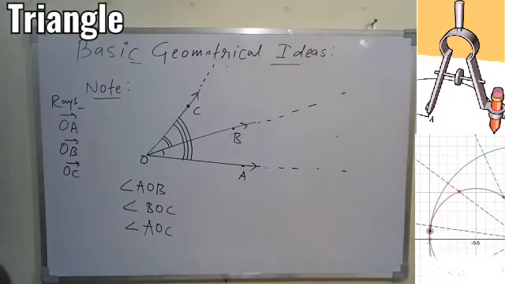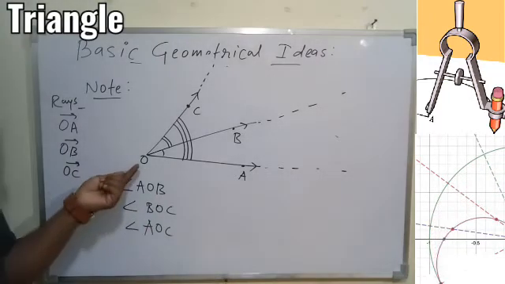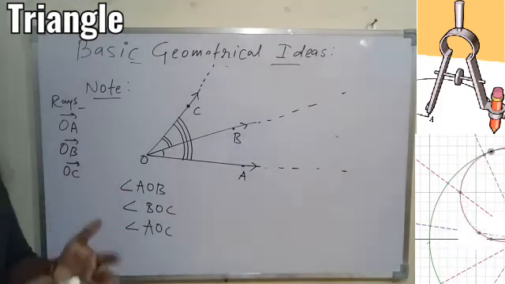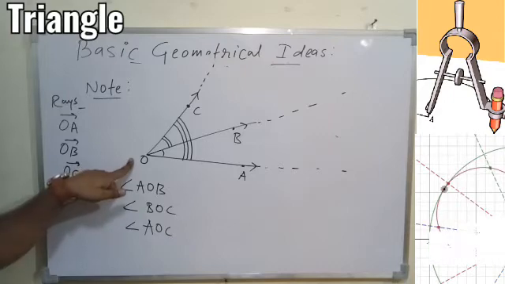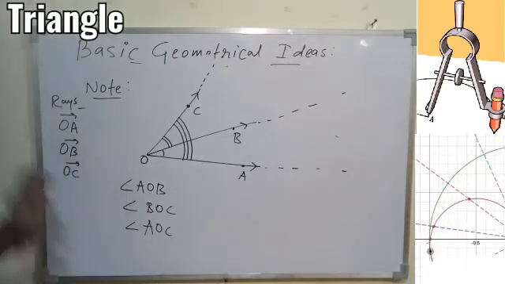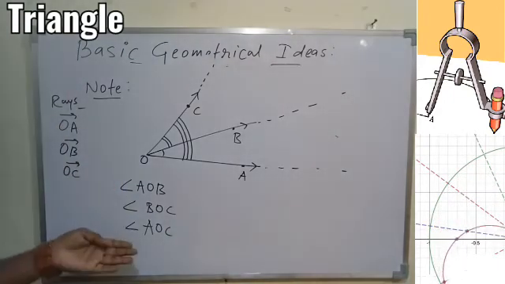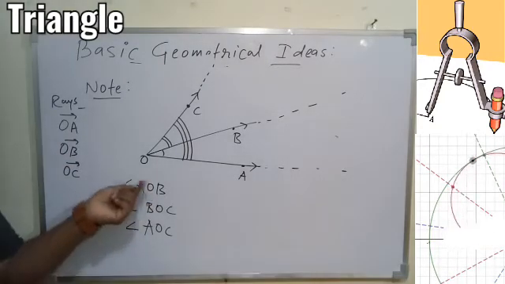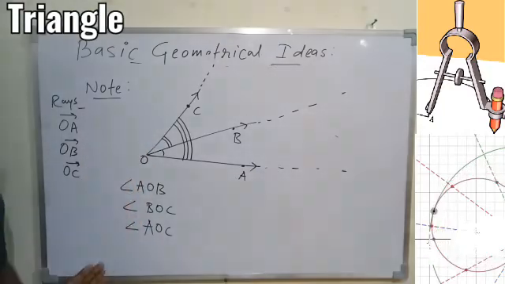So it is possible that at the same point O we can have different angles. So when I just say angle at O, that is not so clear, because now you can see at O we have how many angles? Three angles. So whenever we talk about the angle, we must write down completely the angle AOB, BOC, AOC, so that we can have the clarity.